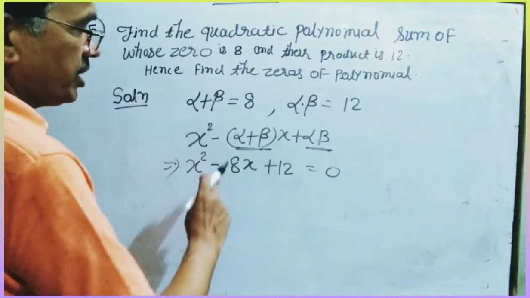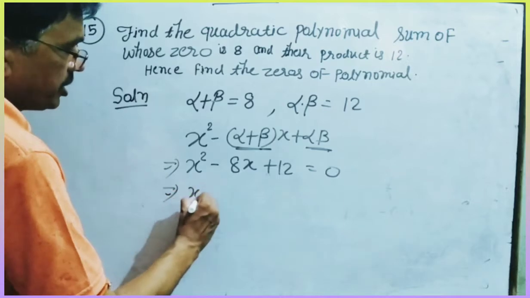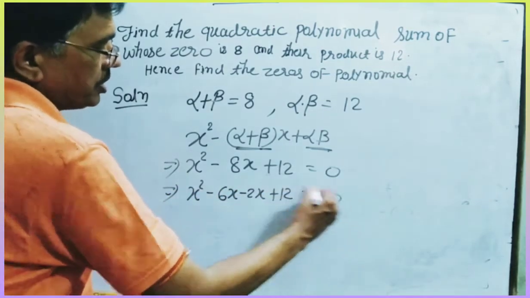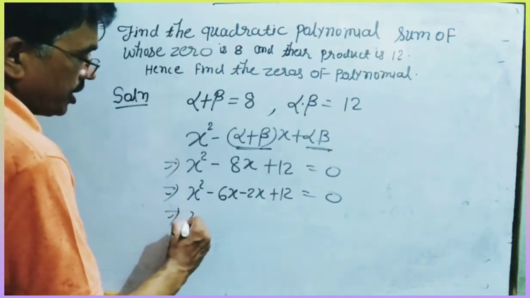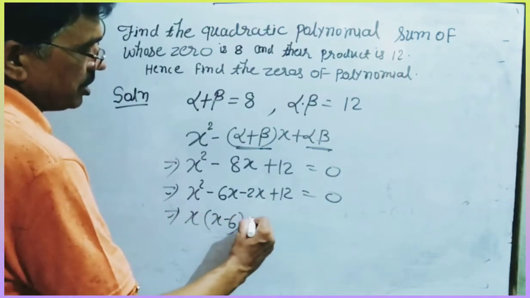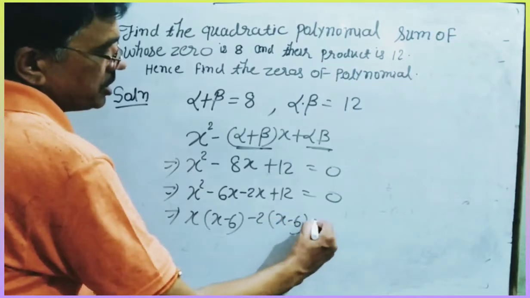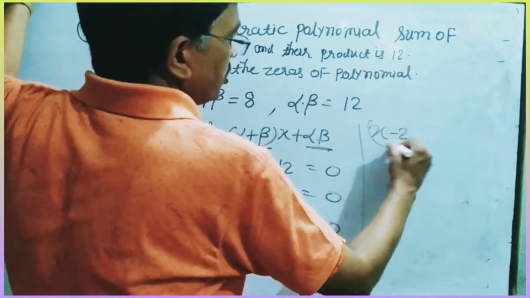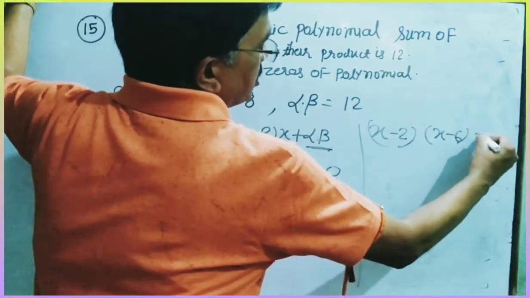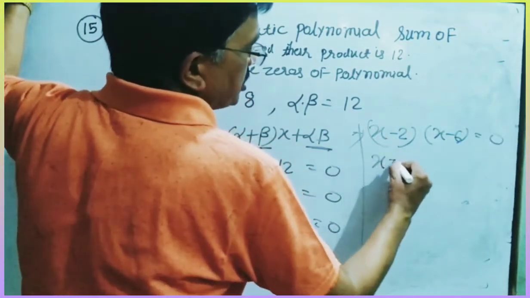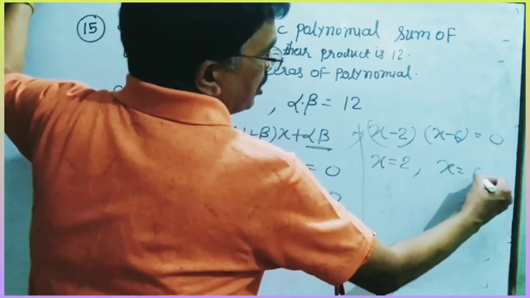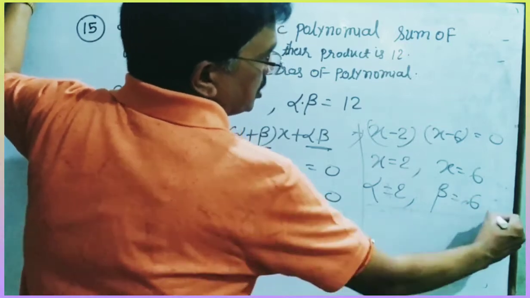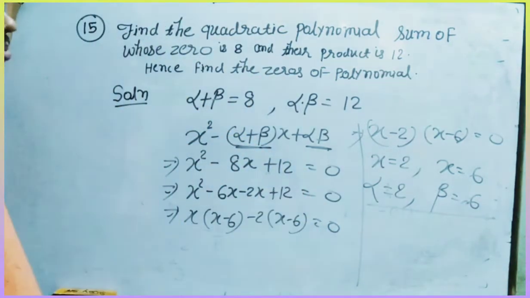The product is 12 and the sum is 8. So you can write x square minus 6x minus 2x plus 12 is equal to 0. Hence x common, then x minus 6, minus 2 common, x minus 6 is equal to 0. So you get x minus 2 and x minus 6 is equal to 0. Hence x is equal to 2 and x is equal to 6. That means alpha is equal to 2 and beta is equal to 6. These are the zeros of the polynomial.